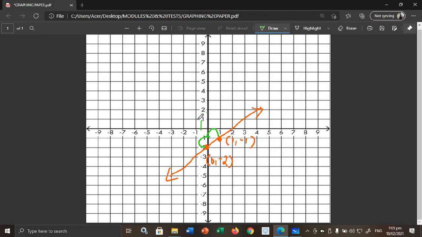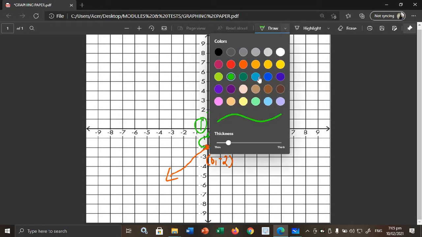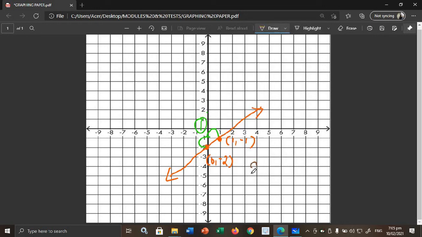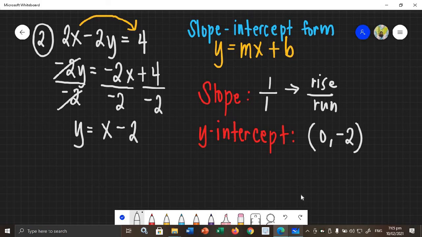This will be your slope, which is equal to 1. This is now the graph of 2x minus 2y equals 4. And that is how you graph linear equation using the slope-intercept form.